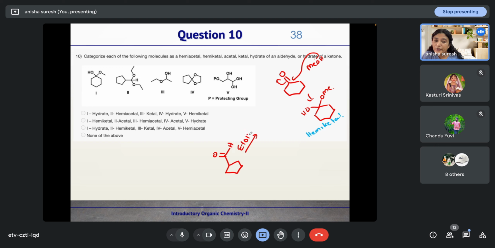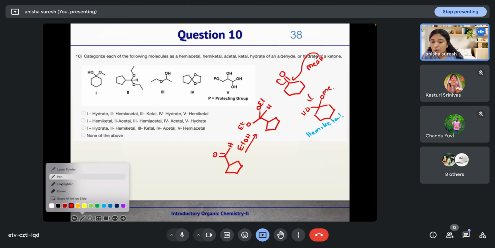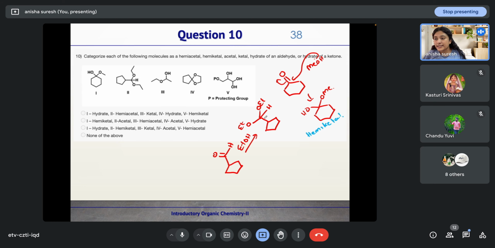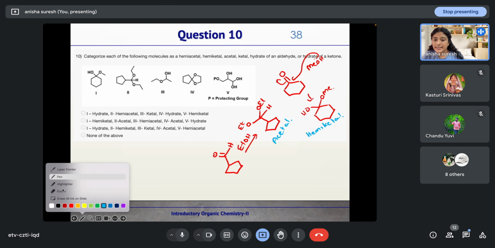And when two molecules of ethanol are added, we will get OEt, OEt, H. So here acetal is forming. This is not hemiacetal, it will be acetal, because one of the OH that forms in the tetrahedral intermediate is converted into OEt. So this is acetal.